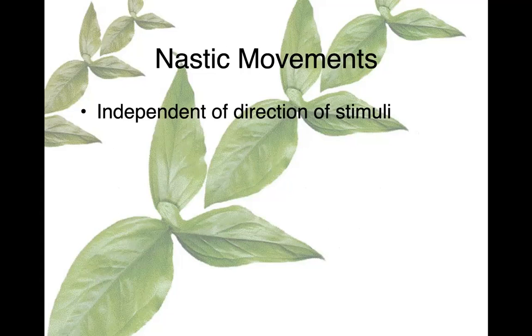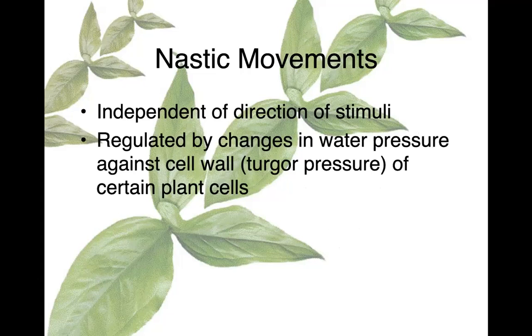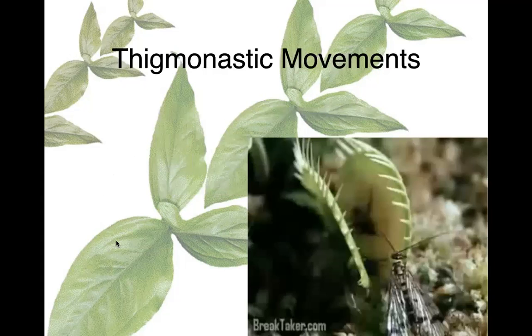So two distinguishing characteristics between nastic movements and tropisms. One, tropisms are slow. You can't see them with the naked eye. Nastic movements, you can actually see them happening in real time. Two, tropisms are either a response towards or away from a stimulus. Nastic movements are independent of the direction of the stimulus. Nastic movements, because they occur much quicker, are not the result of hormones, but a result of changes in water pressure against the cell wall, which is called turgor pressure, something we studied last year.